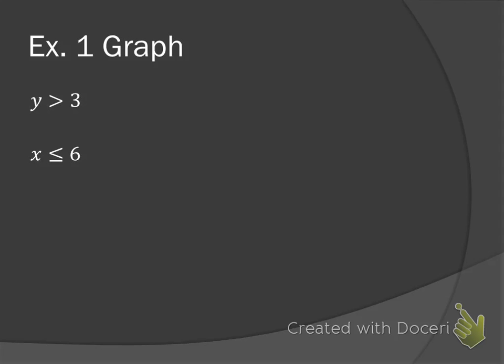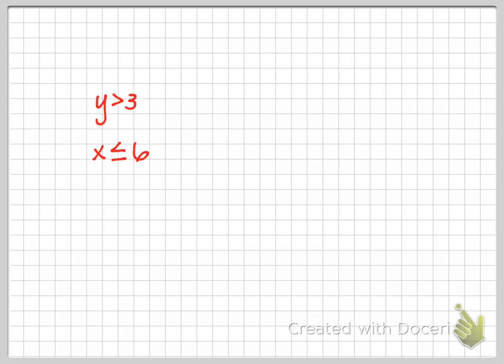So I'm just going to take this and write y is greater than 3 and x is less than or equal to 6. So I can change my view to a piece of graph paper. You're going to want to get out a piece of graph paper, and we're going to graph each of these on a coordinate plane.